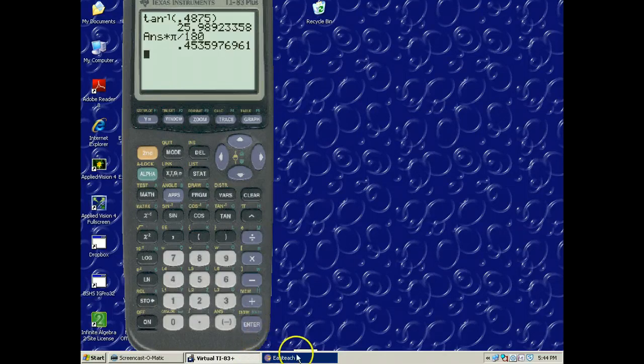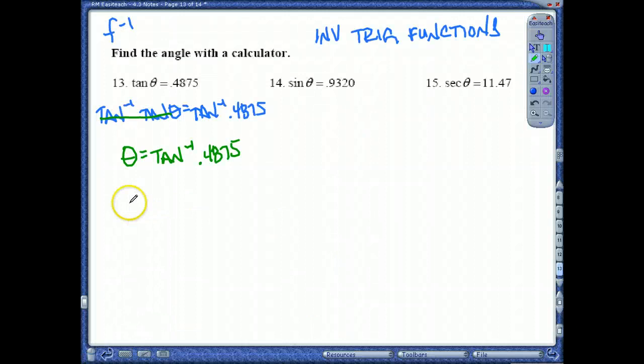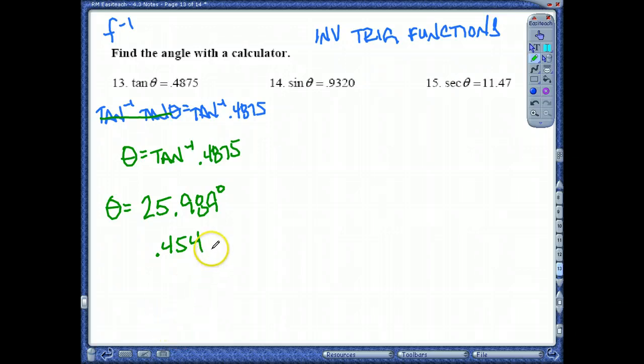0.454. Okay, so when I go back to my answers here, I have my angle equals 25.989 degrees, which is 0.454 radians. Remember, for radians, you don't put radians, there's no little symbol. Without anything, that's your radians. With the degree symbol, that's your degree. So those are the two answers that we're going to be looking for.